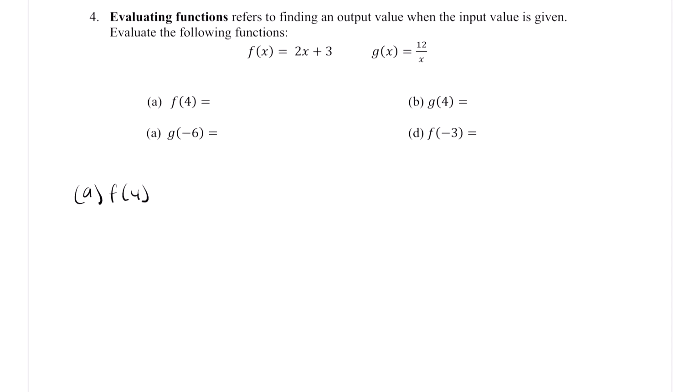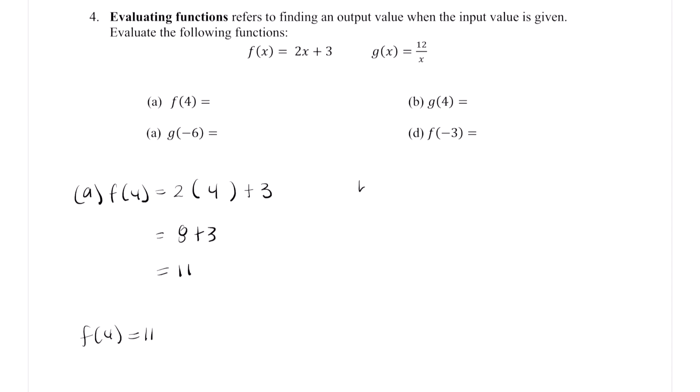F of 4. This means everywhere we see an x, so that would be here. Notice I left that x out. Everywhere we see an x, replace that with a 4. So this becomes 8 plus 3, which is just 11. This tells me that f of 4 equals 11.